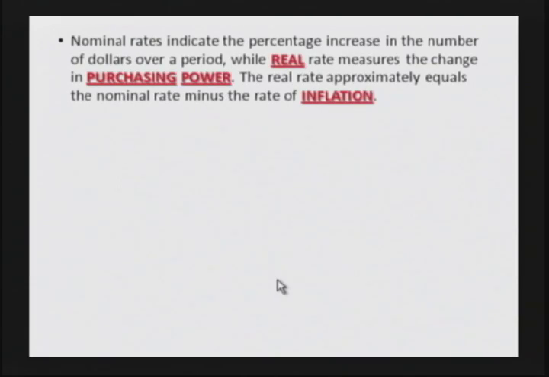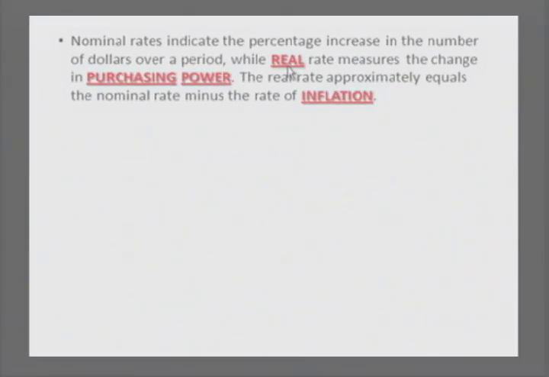Nominal rates indicate the percentage increase in the number of dollars over a period, while the real rate measures the change in purchasing power. You can approximate that real return by taking the nominal rate, the additional dollars you're going to gain percentage-wise, and subtracting out inflation, because inflation hurts your purchasing power. So nominal is how many more dollars you're going to get percentage-wise. Take the inflation off, and that tells you the change in your purchasing power, which is the real rate.